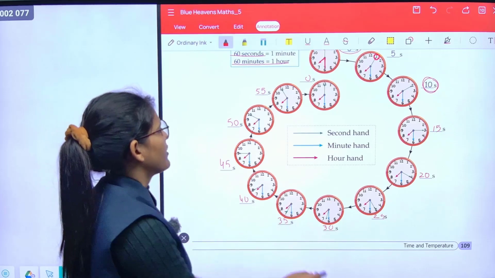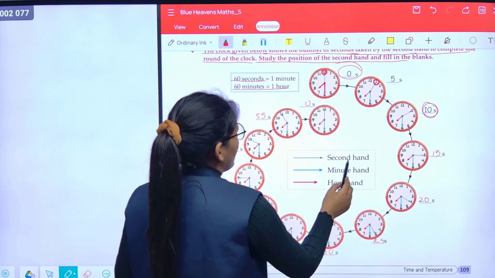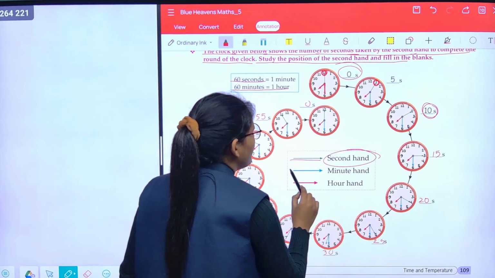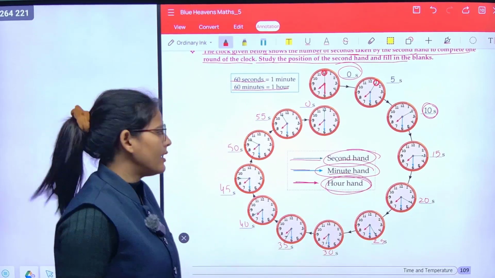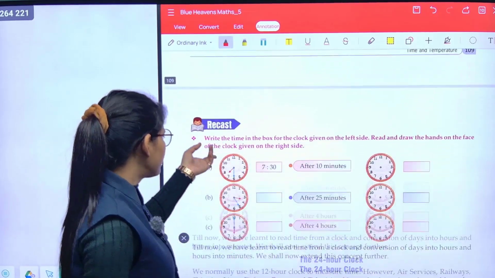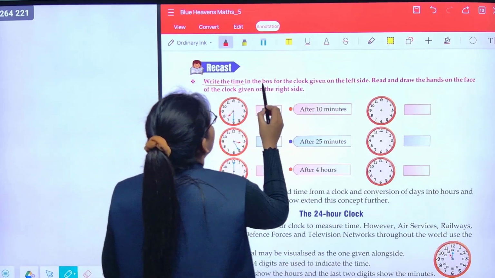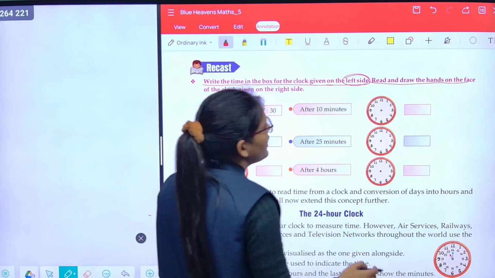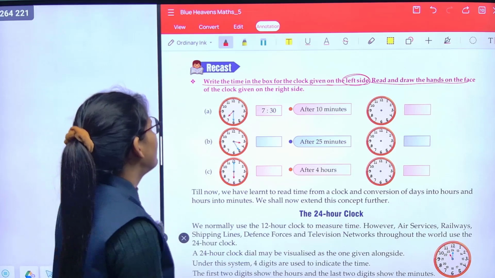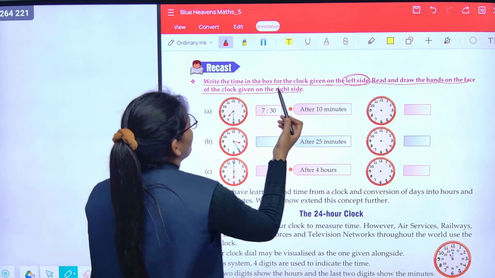Understand class? This green one is the second hand, blue one is the minute hand and pink one is the hour hand. Understand class? Now write the time in the box for the clock given on the left side. Read and draw the hands on the face of the clock given on the right side.